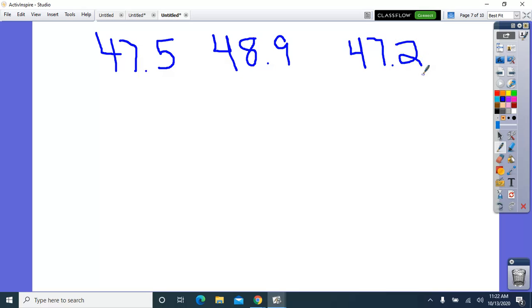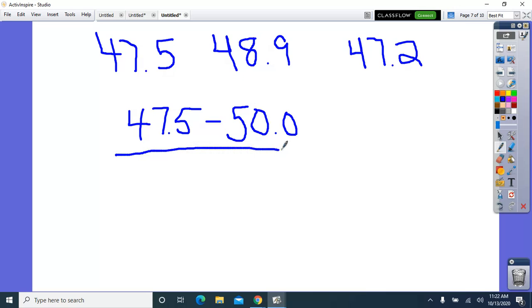47.2. All right, so I'm going to work one of these out where you can see percent error. Just remember it's the measured, so that's what they actually measured, 47.5, minus the actual, so it was supposed to be 50, divided by the actual, 50, times 100.